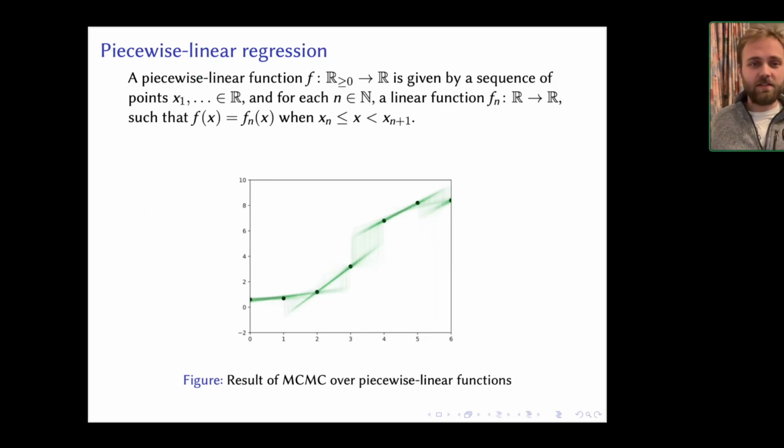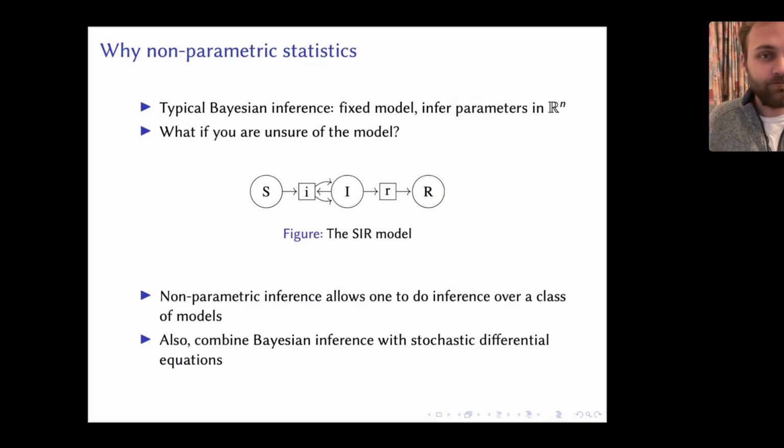An example of this would be piecewise linear regression, where you're trying to fit data points with a piecewise linear function, but you don't know ahead of time how many pieces. And in theory, it could be unboundedly many pieces. So that's why it's a non-parametric problem.